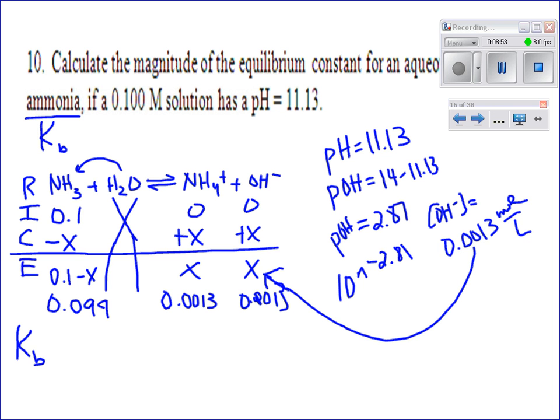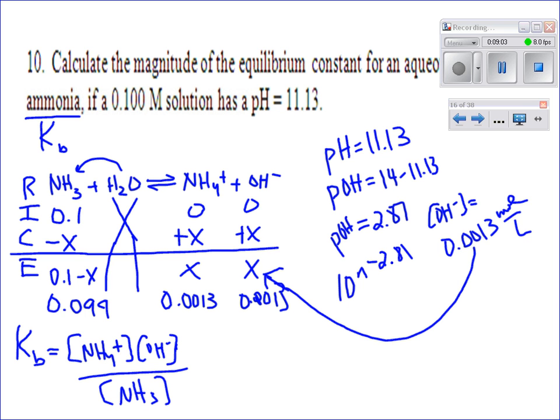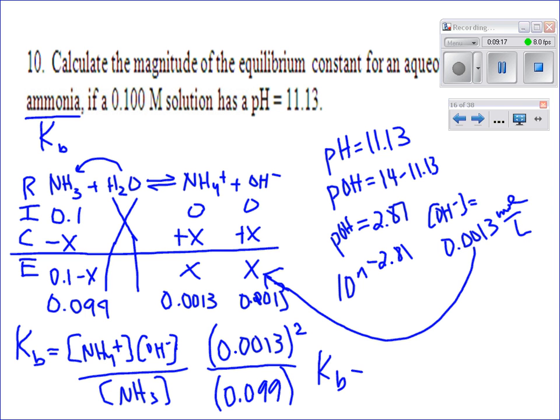All right, so if I write my KB, that's equal to ammonium times the hydroxide divided by ammonia. That gives me 0.0013 squared divided by 0.099. So what's my KB equal to? So what is it, KB?